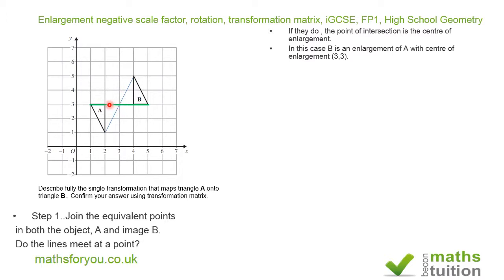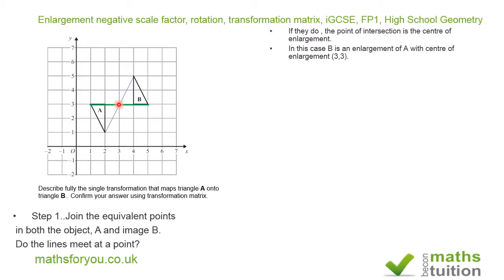Now, from my center of enlargement to the point 2, 3, if we want to get to the equivalent point from the center of enlargement, I'm going to move in the opposite direction. I'm going to move from there to there, and that's 4, 3. Because I'm moving in the opposite direction, this is certainly a case for enlargement with a negative scale factor.